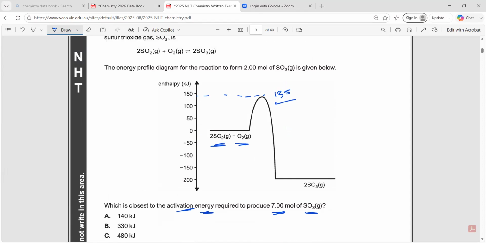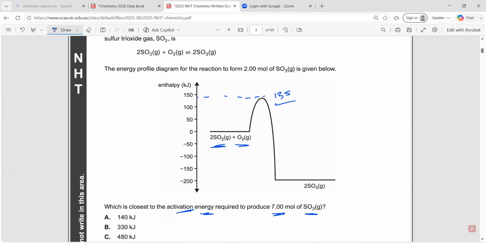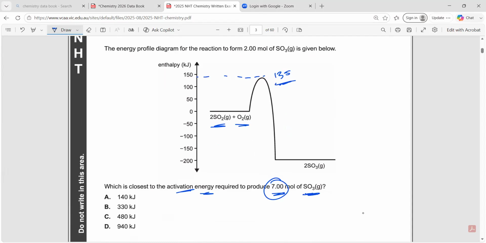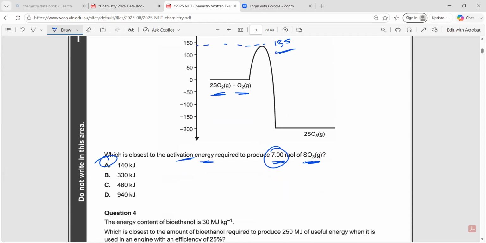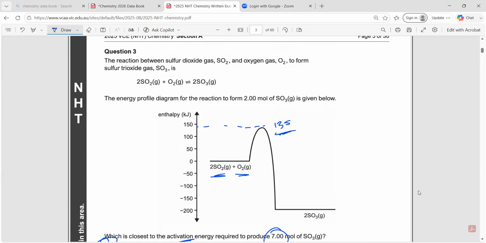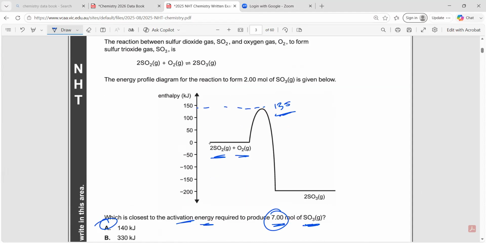So even though we need to produce more SO3, sulfur trioxide, the activation energy would remain the same. It's about 135 kilojoules, which would probably be 140 actually. It's really interesting. The enthalpy is going to change, obviously, but it would look something like that, right? The activation energy is not going to change.